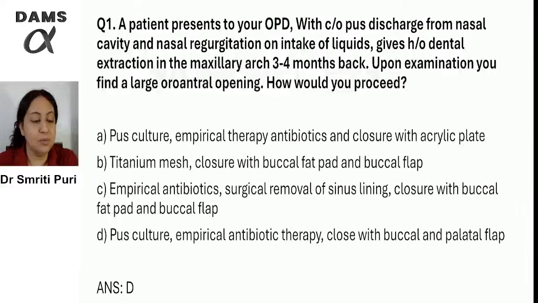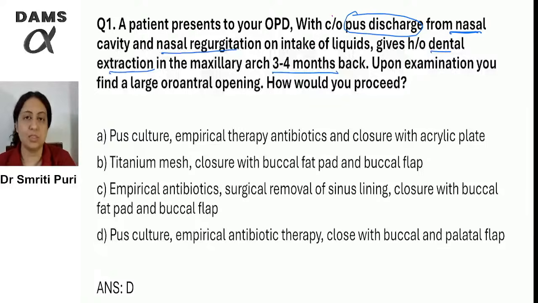Coming to question number 1, a patient presents to your OPD with complaints of pus discharge from the nasal cavity and nasal regurgitation on intake of fluids. He gives a history of dental extraction in the maxillary arch 3 to 4 months back. Upon examination, you find a large oroantral opening. How do you proceed? So here the important things are pus discharge from the nasal cavity and nasal regurgitation of fluids, and a history of dental extraction in the maxillary arch 3 to 4 months back.